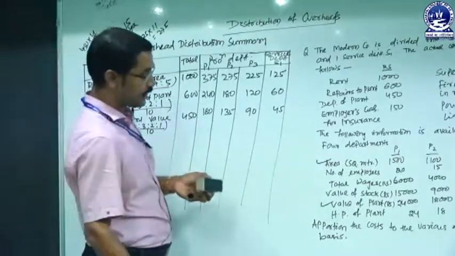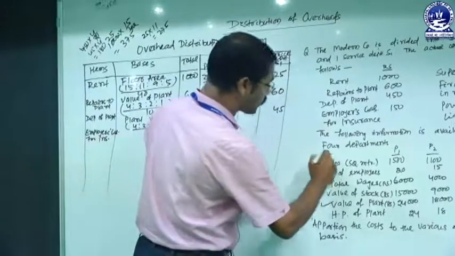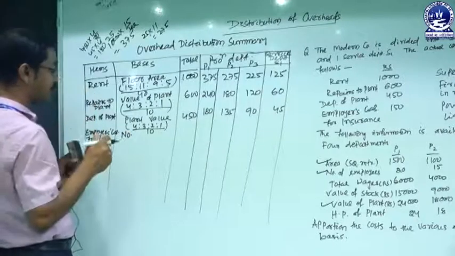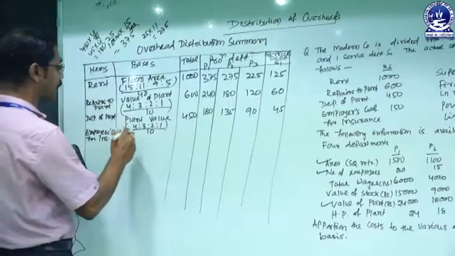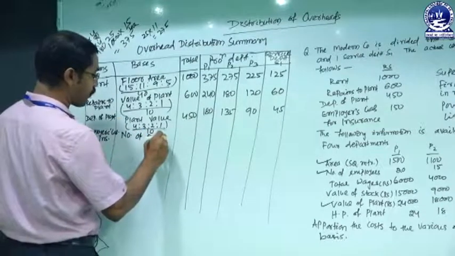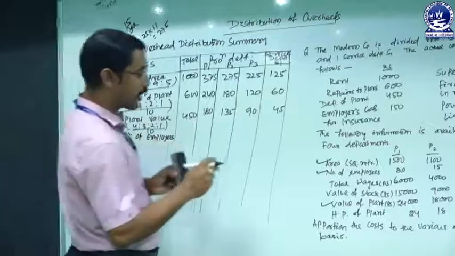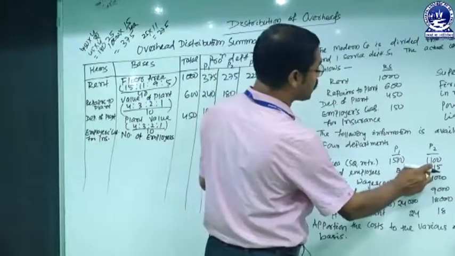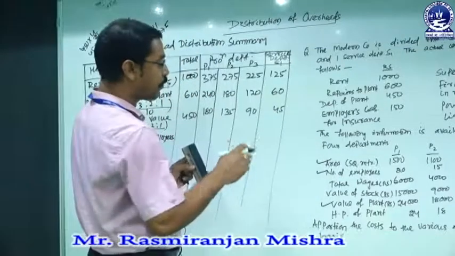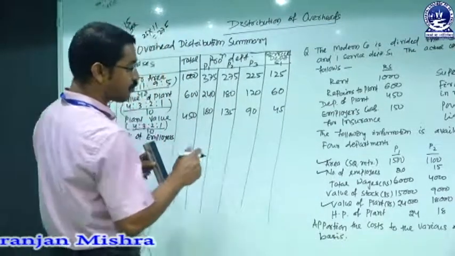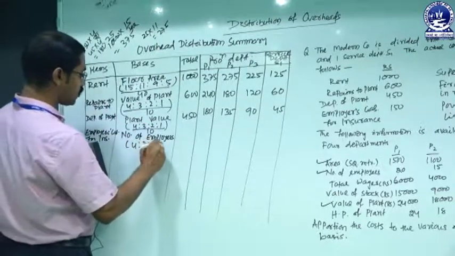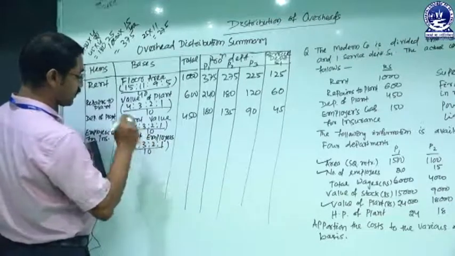So employer's liability, we will take into consideration the most suitable basis, that is number of employees, as it is contributed by the employer to the employee. So here the base is 20:15:10:5. If we make it into smaller form, divided by 5 all, we will get 4:3:2:1. The sum total of all is 10.